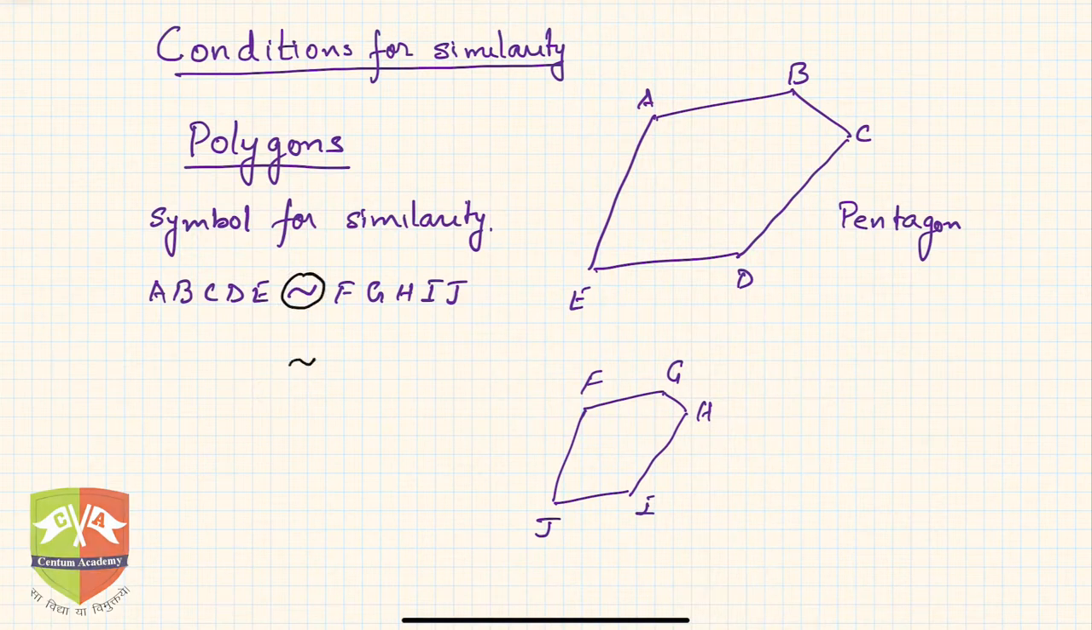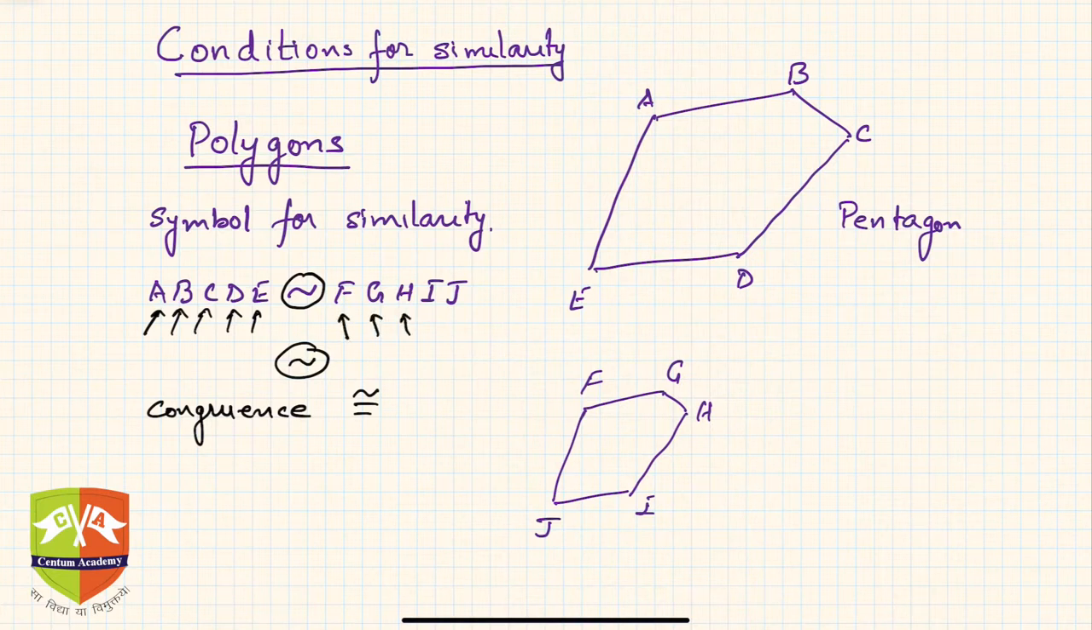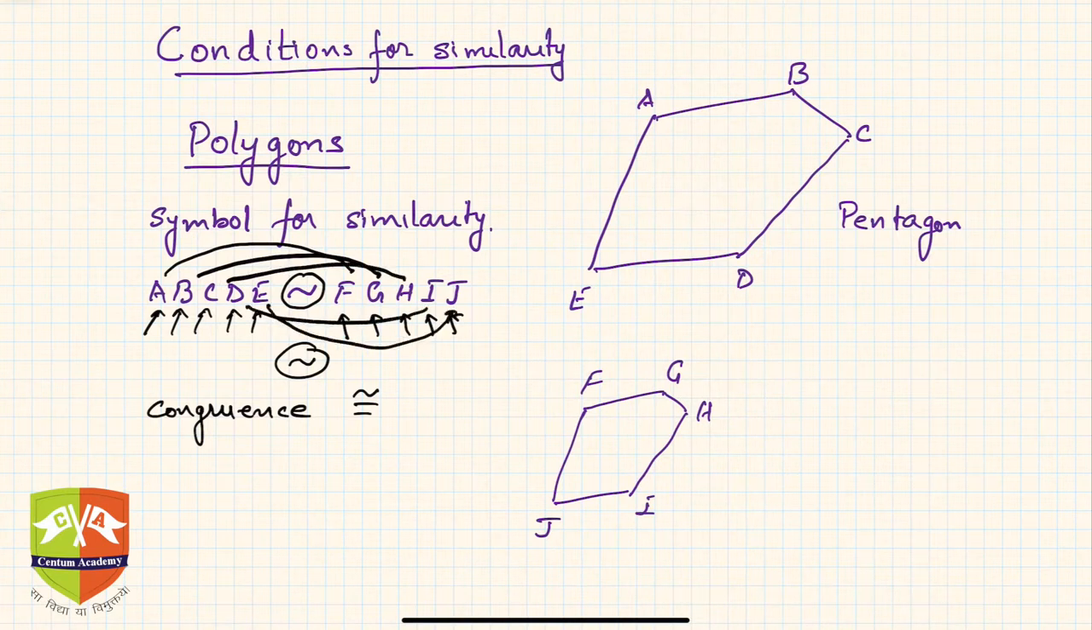You might have known that for congruence, if you remember, we used a different symbol. But for similarity, we use this symbol. Now, not only is the symbol important here, but also the order in which you write the vertices. So A, then B, then C, then D, then E. The same order you have to write F, G, H, I, J. We'll see what this order is when we look at the conditions of similarity. So these are called corresponding vertices: A corresponds to F, B to G, C to H, D to I, and E to J.